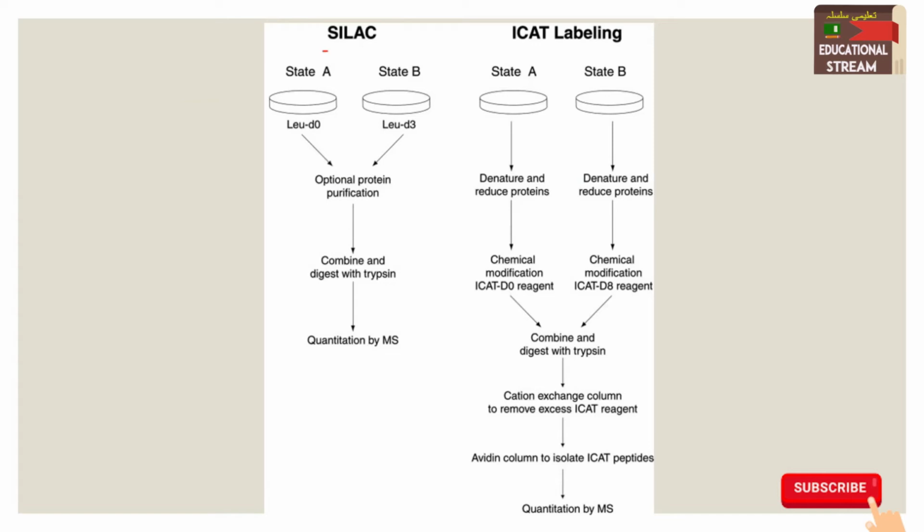The example is given for the SILAC and ICAT method. For example, in the SILAC method, we said that we use the media containing the heavier isotopes, and here we can see there are two conditions, in which in one condition we have provided the media with leucine D0, one isotope, leucine D3 another isotope, and then we will do the protein purification from the cell culture. We will combine both state A and state B proteins, and then we will do the trypsin digestion, and after that we do the quantitation by using the mass spectrometry technique.